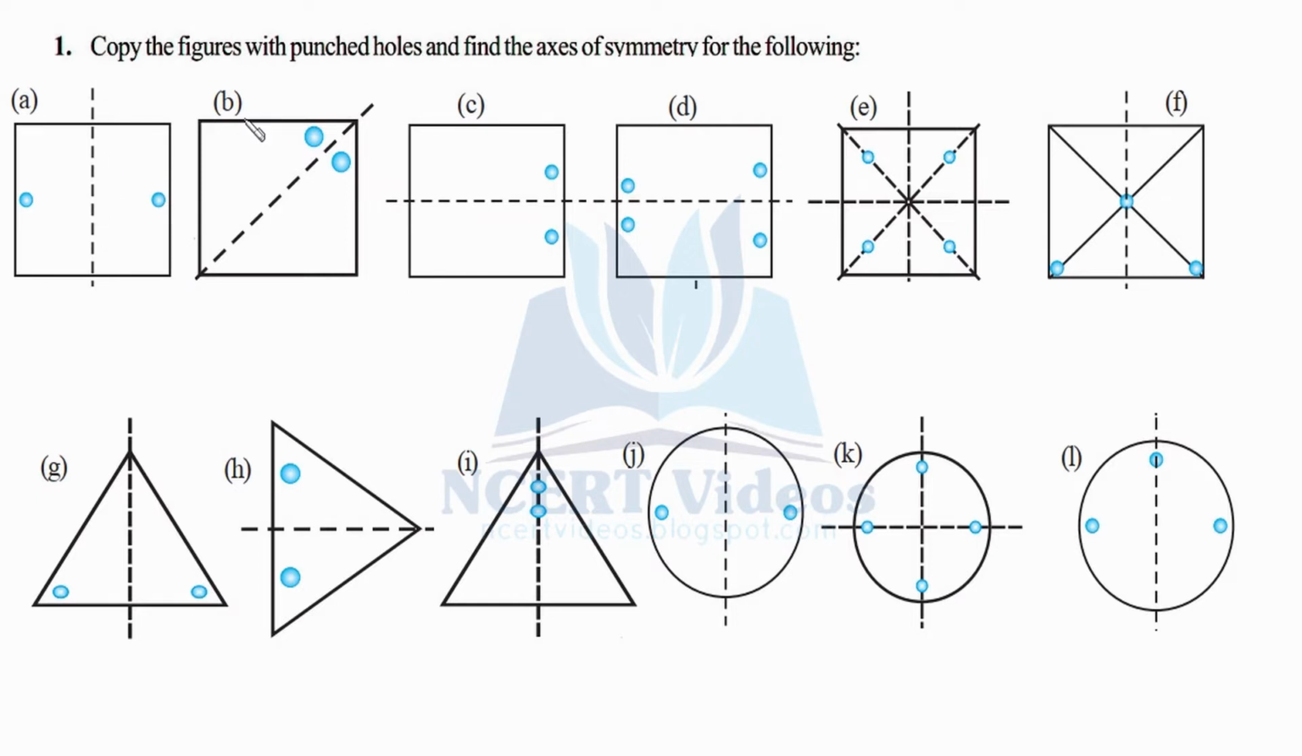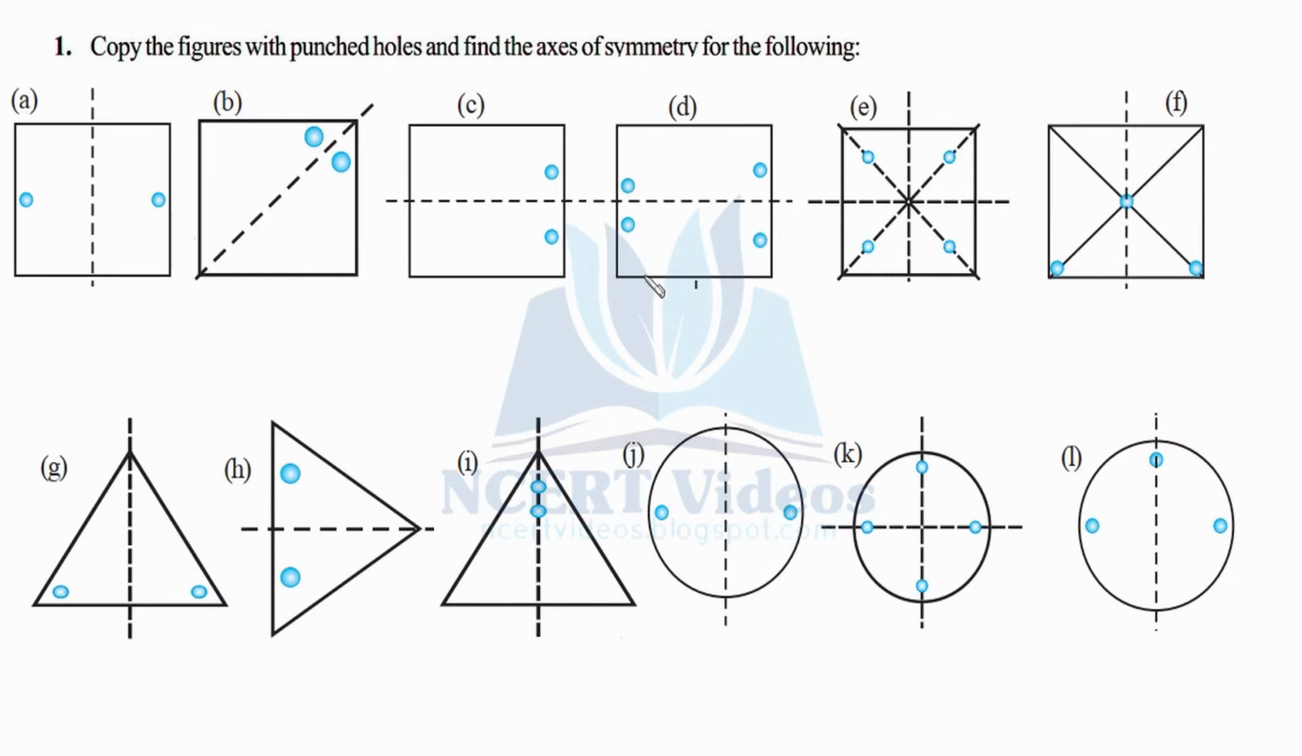B. Again, we have these punched holes, and if you fold it this way from this fold, then if you punch here, you will get symmetrical punches. So in this case, this diagonal is the axis of symmetry. Now for C, if you place your mirror here, then you will see this image on the mirror. Therefore, this is the line of symmetry. This time we have a horizontal axis of symmetry. Line of symmetry or axis of symmetry is the same thing.